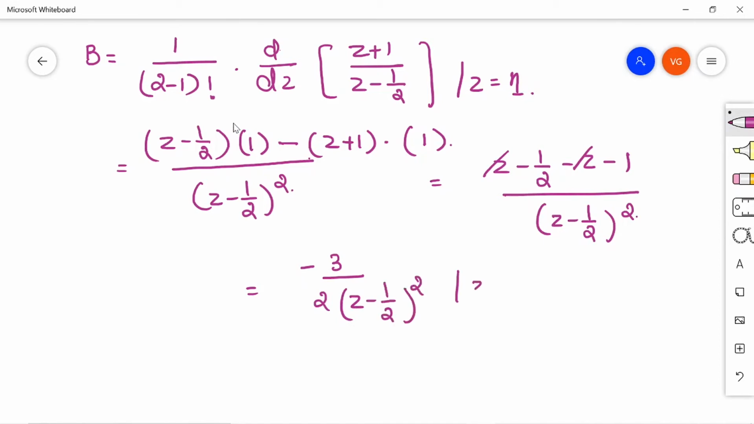So put z is equal to 1 here. So 1 minus 1 by 2, that will be (1/2) whole square. So 3/2 over (1/2) whole square, that will be 1/4. So as it goes up, 4 by 1, and this will go 2 times. So the answer is minus 6. So the value of B here I am getting is minus 6.